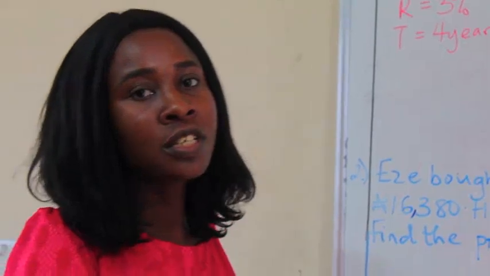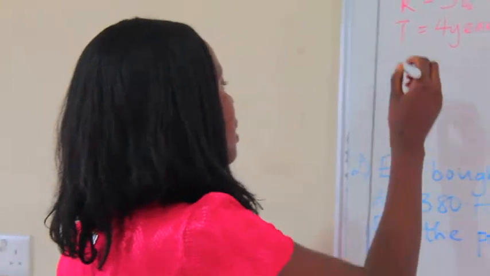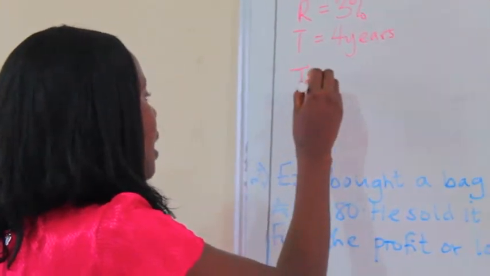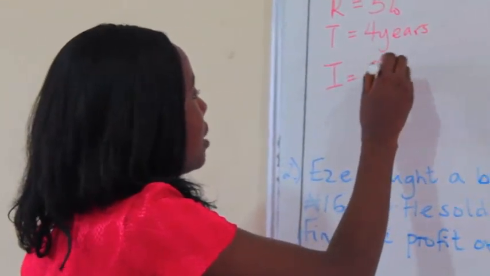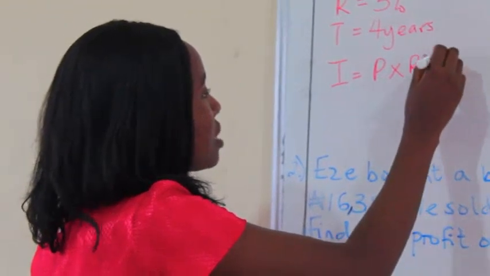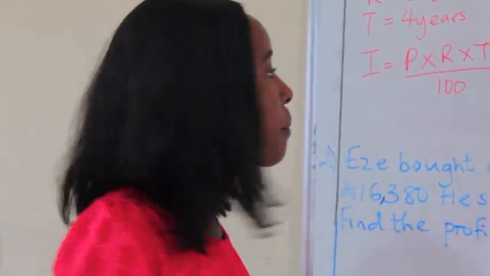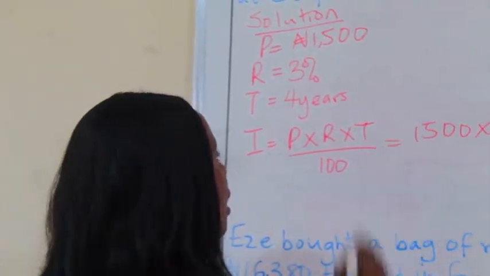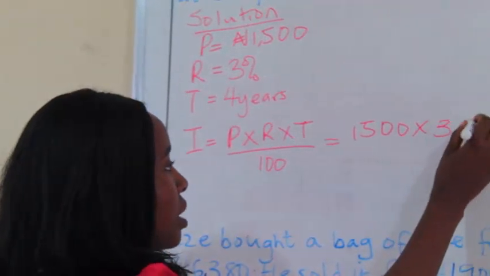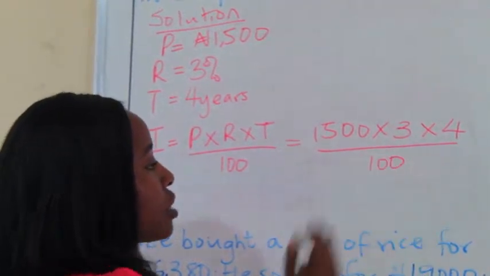The formula for calculating the simple interest of a given amount is I equals P times R times T divided by 100. And our P here is 1,500, R is 3%, and the time is 4 years, divided by 100.